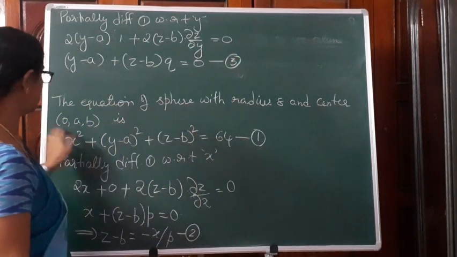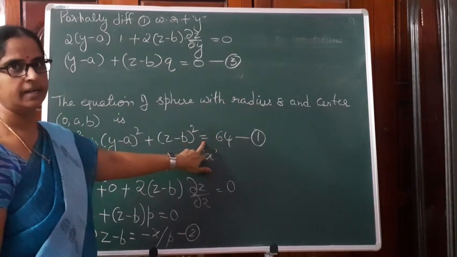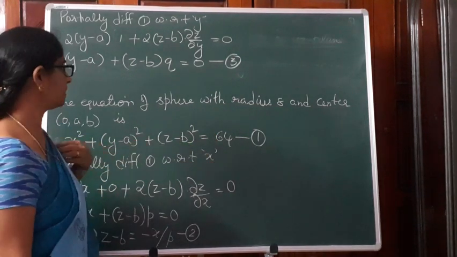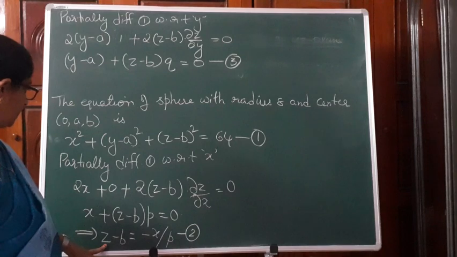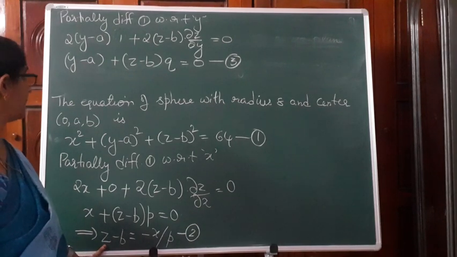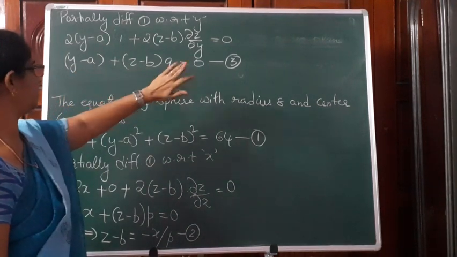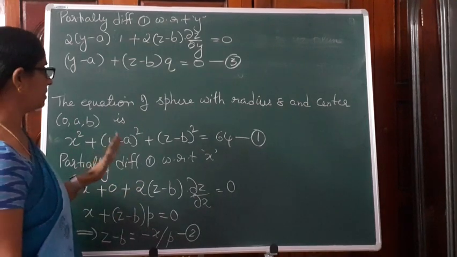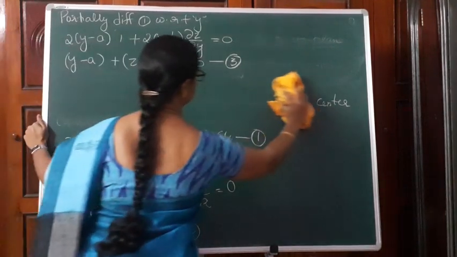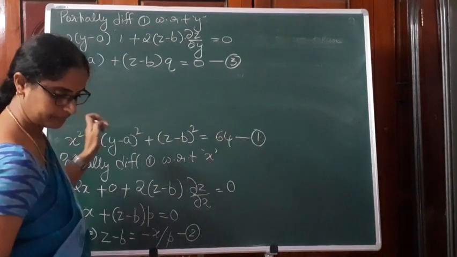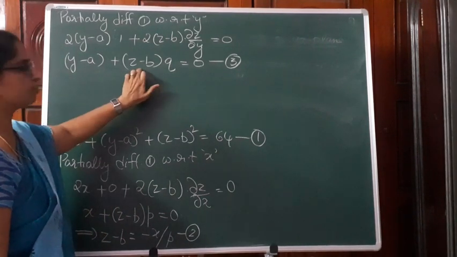So we have 3 equations here. One is the given equation, that is the equation of the sphere with radius 8 and center on the yz plane, that is center 0, a, b. And this is the second equation. From this we obtain z minus b is equal to minus x by p. And here we have (y minus a) plus (z minus b) into q is equal to 0. So from 1, 2 and 3 we have to eliminate a and b. So how shall we eliminate them? I think we can substitute the z minus b value from 2 in 3.